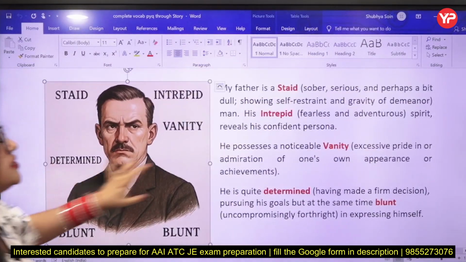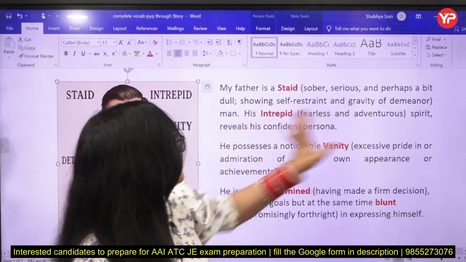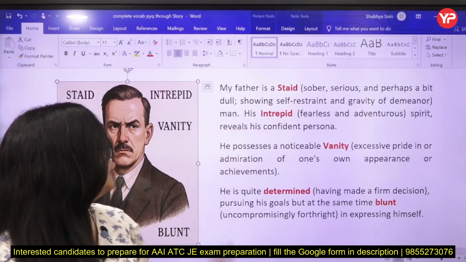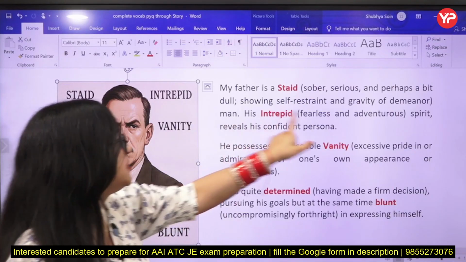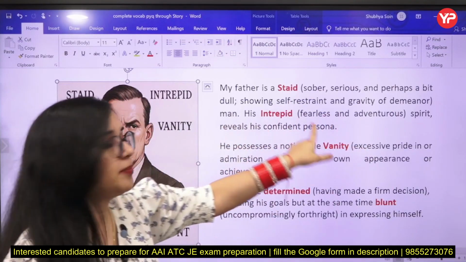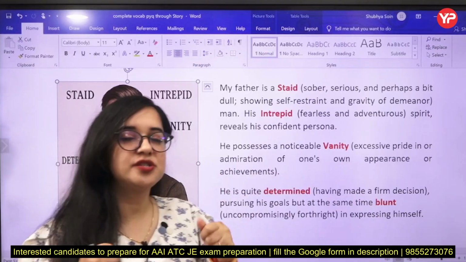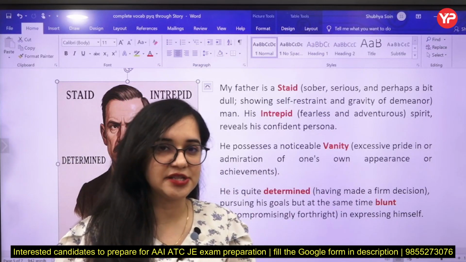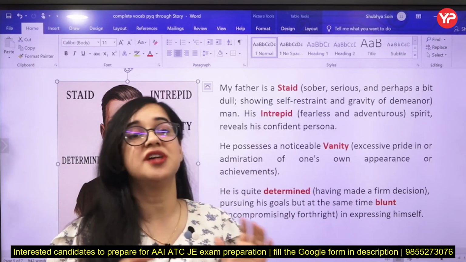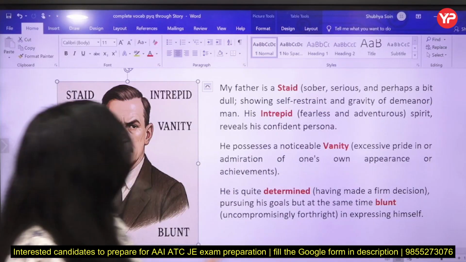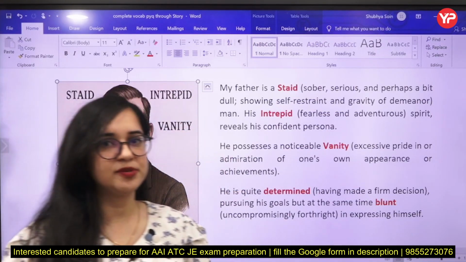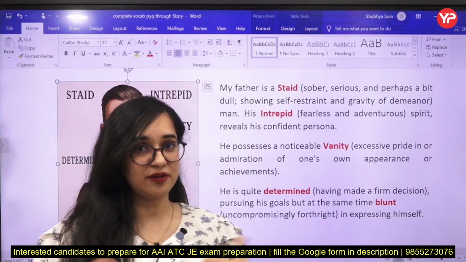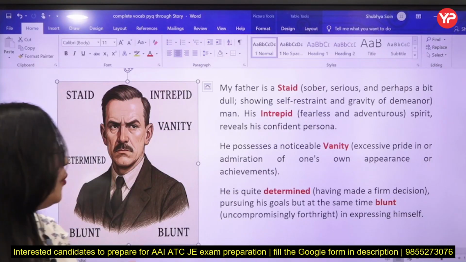My father is a staid, sober, serious person, perhaps a bit dull, a man showing self-restraint and gravity of demeanor. His intrepid spirit reveals his confident persona. Remember intrepid? That is the person who is very bold, very fearless, not adventurous, but unafraid of anything. That is the father. He possesses a noticeable vanity. Obviously, he possesses a vanity, that is, a technique of self-admiration of one's own appearance.